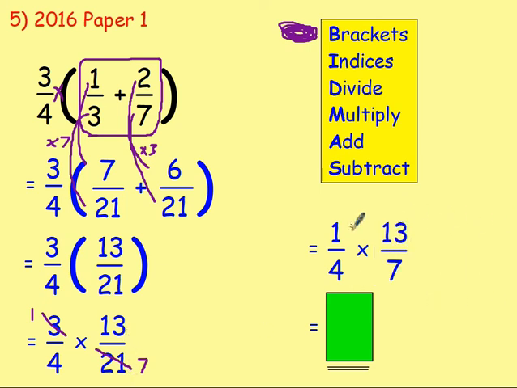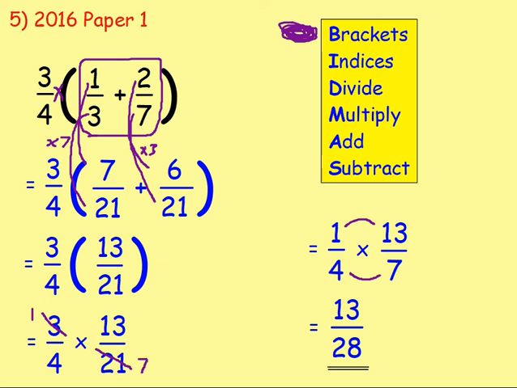I've simplified, so now all I do is multiply the numerators together and the denominators together. So 1 times 13 is 13. And in the bottom you would have, brilliant, 28 from the 4 times 7. So 13 over 28 is our answer.